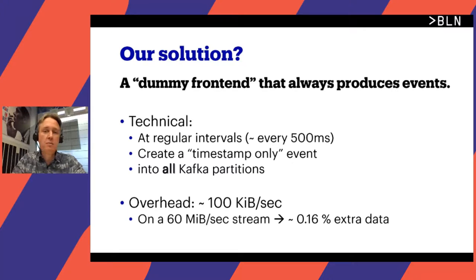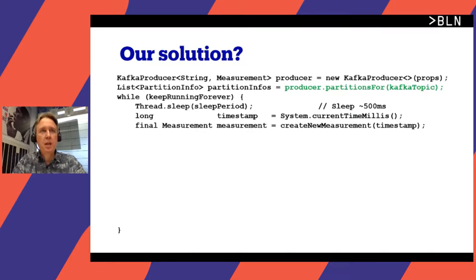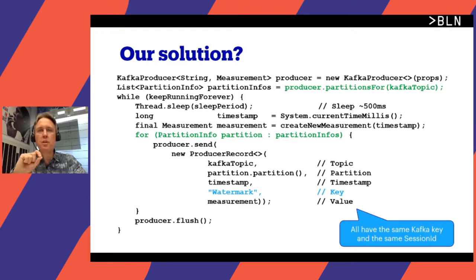So how does that look? Well, the code is really simple. You have a Kafka producer. You just ask it for all the partitions and then keep running forever, do a sleep or something, and then get the time, create a single measurement based on that timestamp, and then for every partition, send out that message. It is important to note that the message that goes into all of the Kafka partitions is identical. They all have the same key, the same value, the same timestamp.